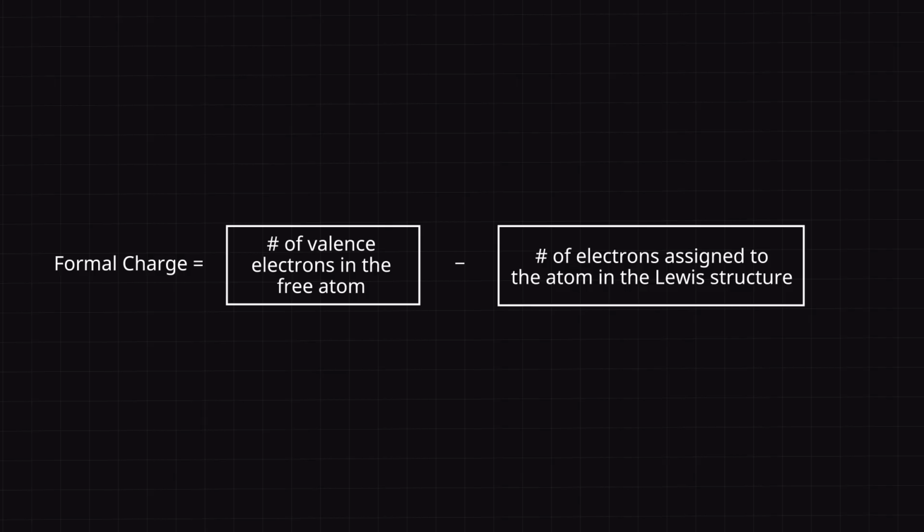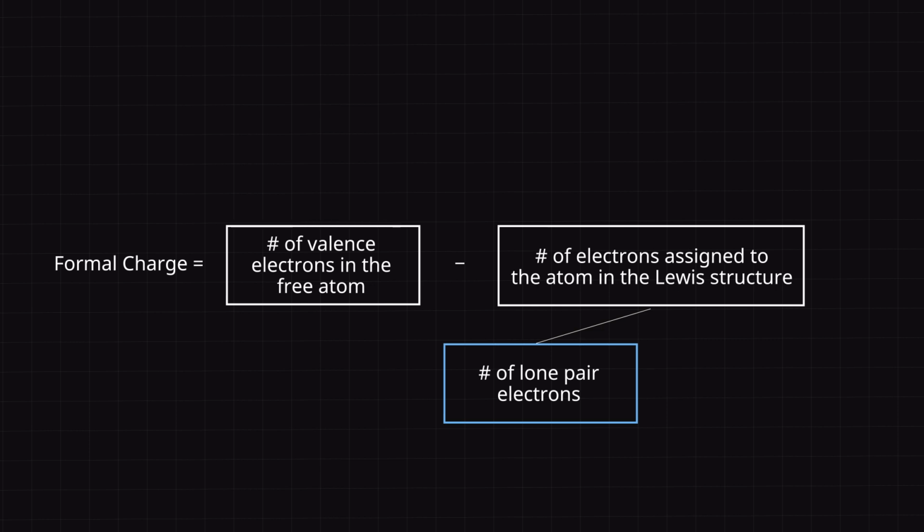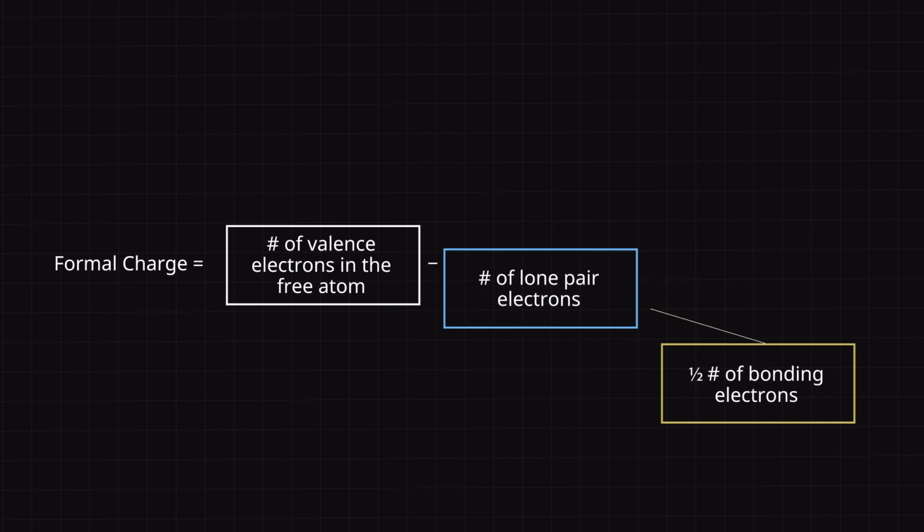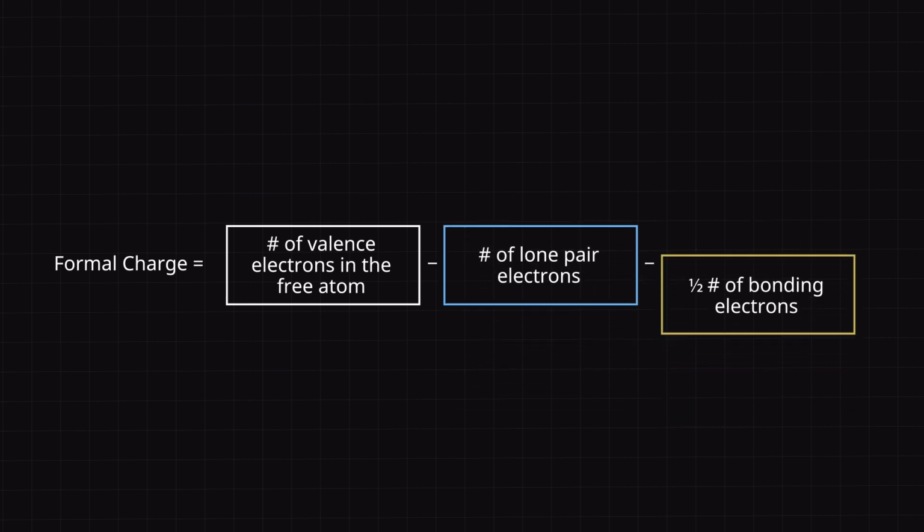In assigning electrons, an atom gets all of the electrons that are in its lone pairs, because those electrons reside solely on that atom. But the atom only gets half of the bonding electrons, because we treat these as being shared equally with the other atom participating in that bond.